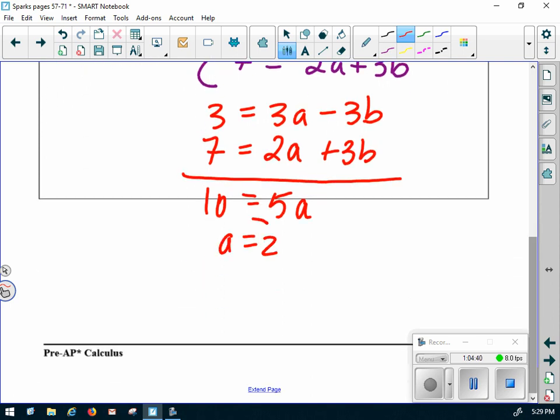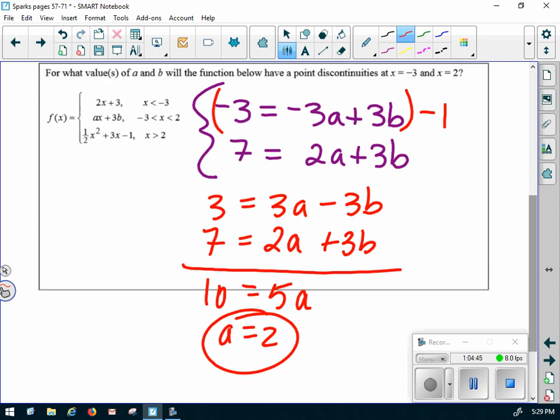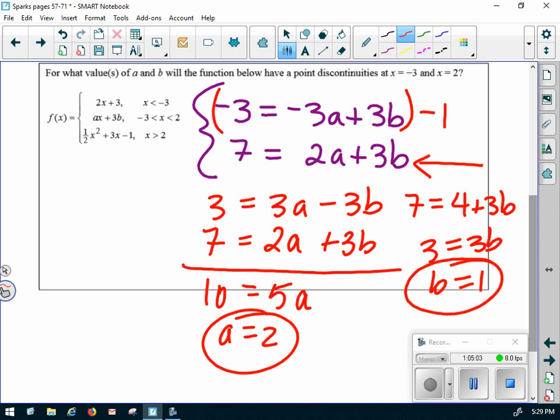So what's b? Well, I'm going to stick a equals 2 right there because that looks pretty easy. 7 equals 2 times 2 plus 3b. So 3 equals 3b. So b would have to equal 1. So if a equals 2 and b equals 1, then this function would have point discontinuities at x equals -3 and x equals 2. That was one long lesson. Hope it goes smoothly for you. We'll talk about it next time if you have any trouble.